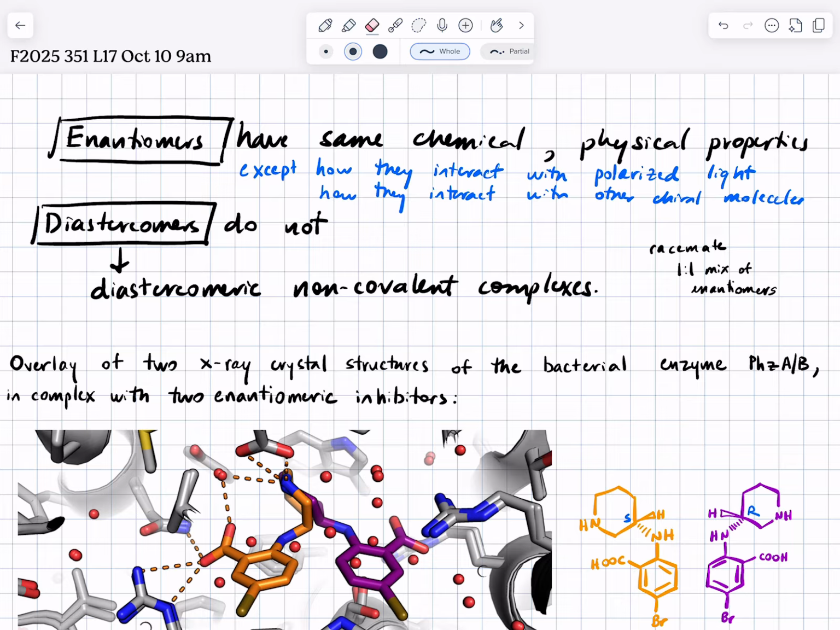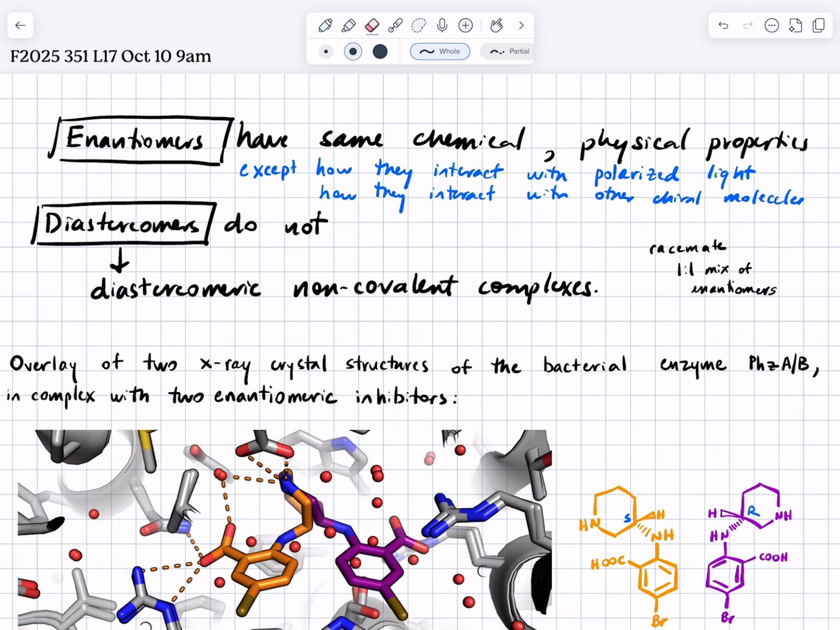Okay, so we won't say any more about that, but what I do think is important for you to spend some time on today is the concept that enantiomers have identical chemical and physical properties, except for how they interact with polarized light and except for how they interact with other chiral molecules. And then on the other hand, diastereomers have different chemical and physical properties. They are easy to tell apart.